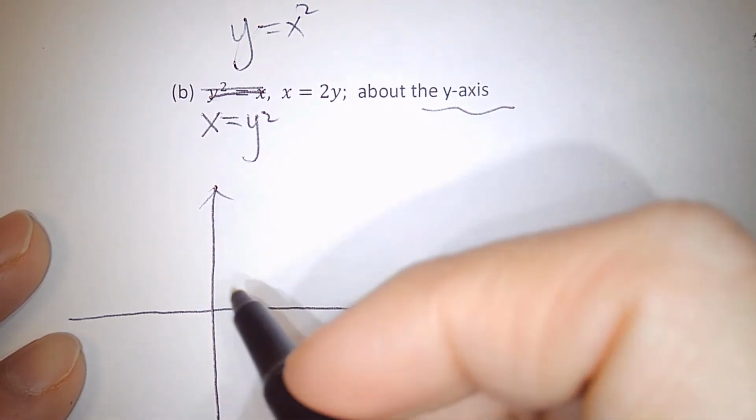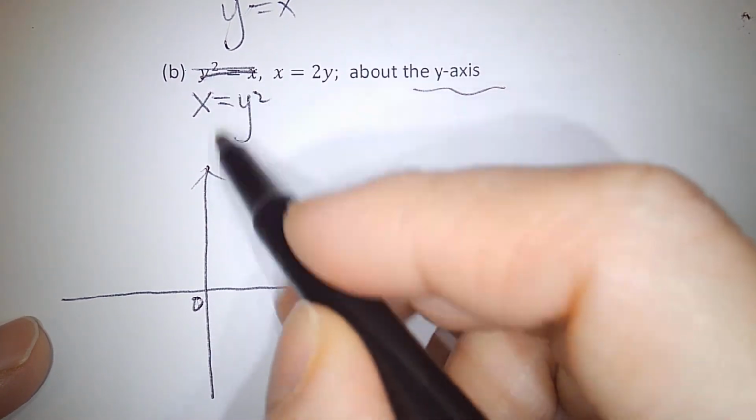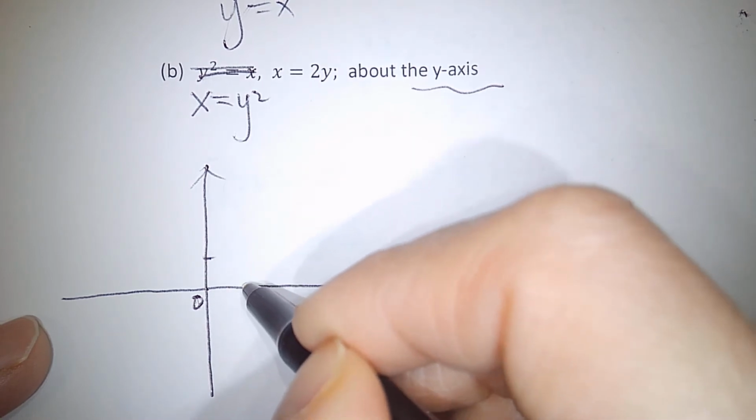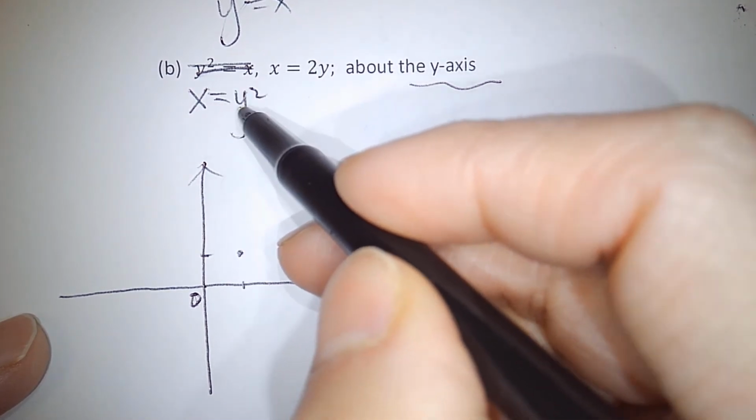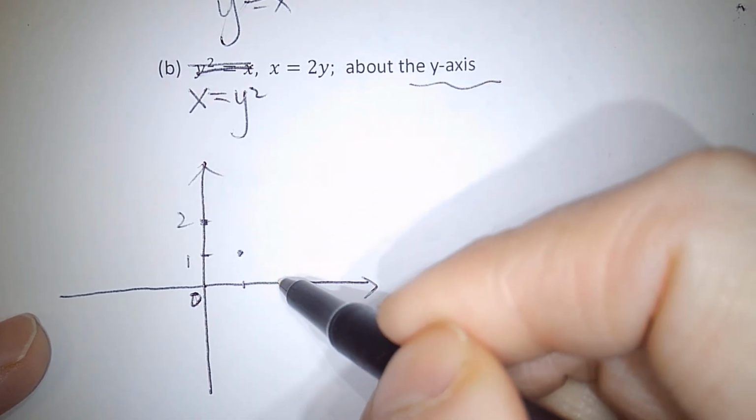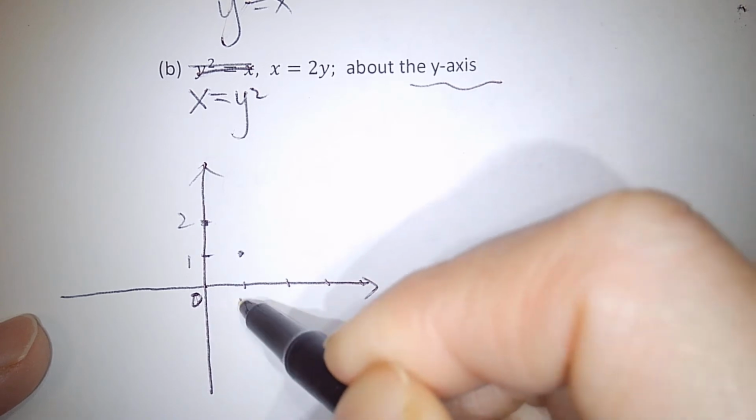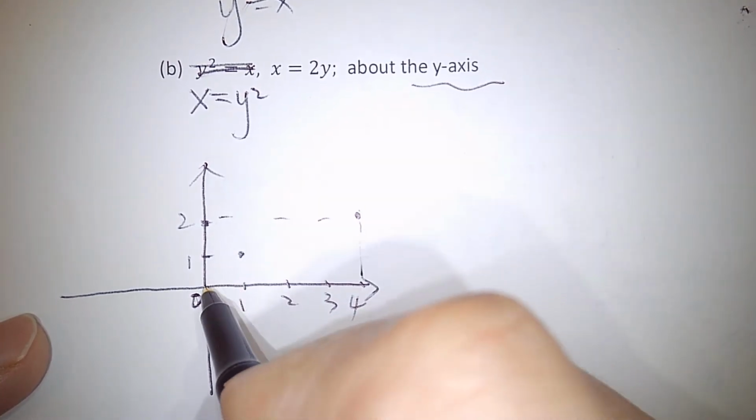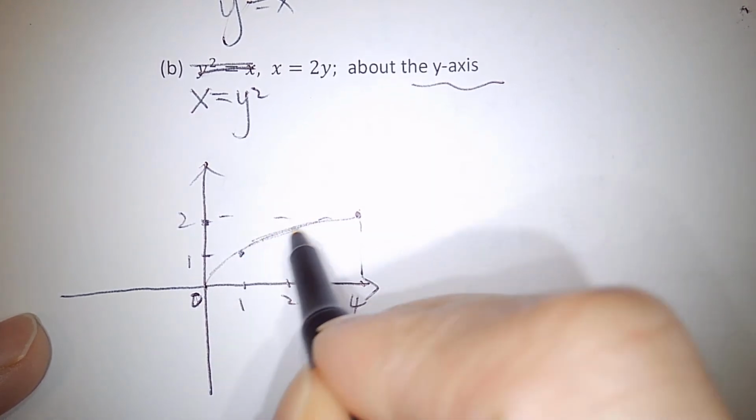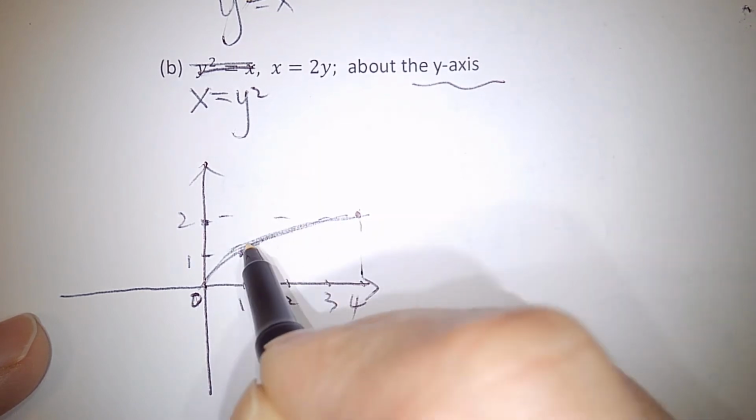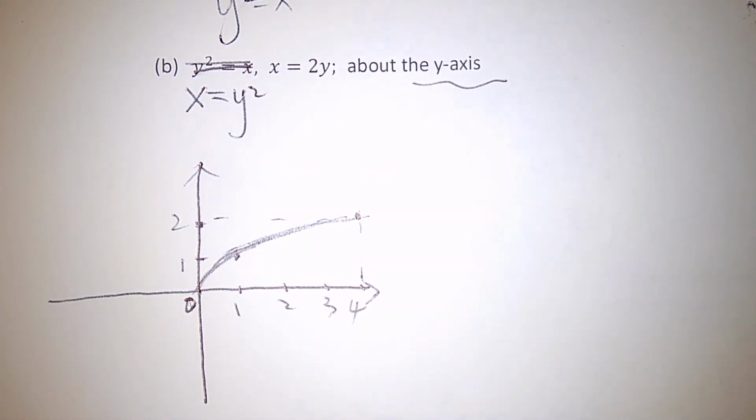And then let's use key points. When y equals 0, x equals 0. When y equals 1, x equals 1. When y equals 2, x equals 4. Right, guys? And then this is a curve.